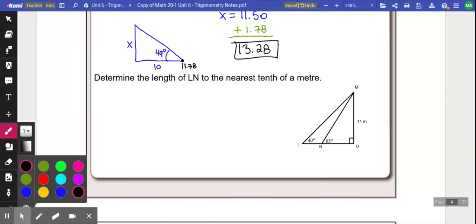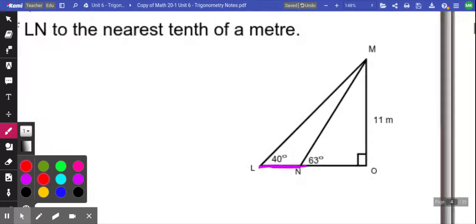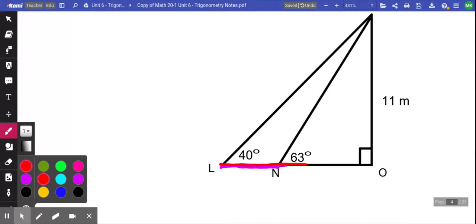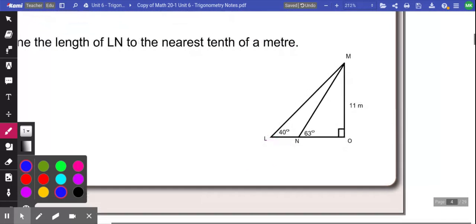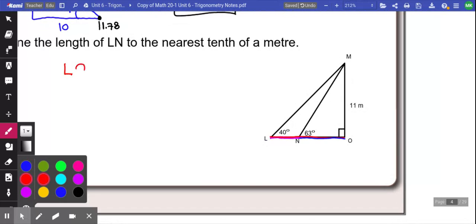Tricky. If you look at this one, what you would have had to do is find this distance LN from here to here. The only way you're going to do that is if you take this long distance from L all the way to O, and then subtract this distance N to O. So if you do your trig on that, from L to O should have been 13.109. The blue side, which would be N to O, should get you 5.604.